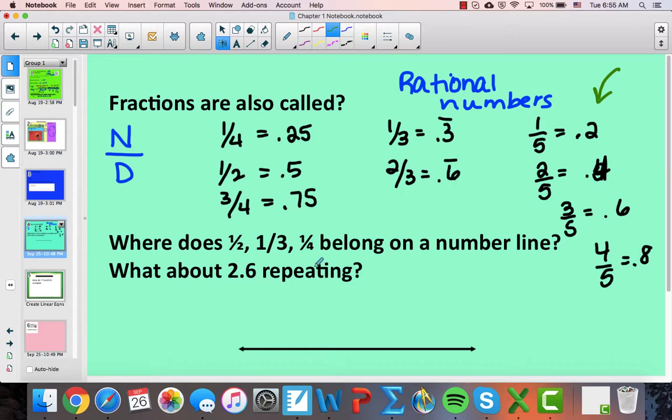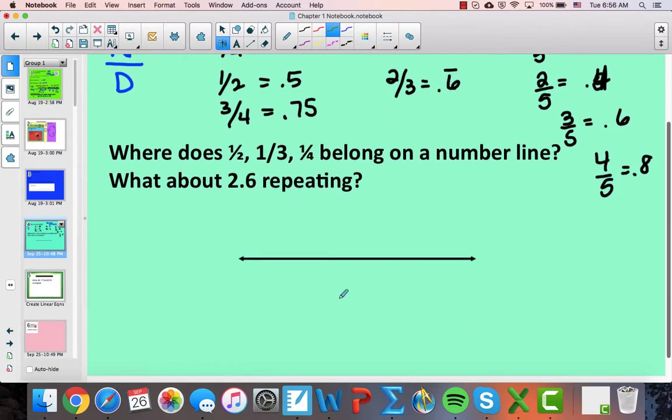All right, it's also important for us to understand where rational numbers lie on a number line, okay? So if this is 0 and this is the number 1, and I've got a couple breaks in between, where is 1/2? Well, I think you know that 1/2 would be right in the middle.